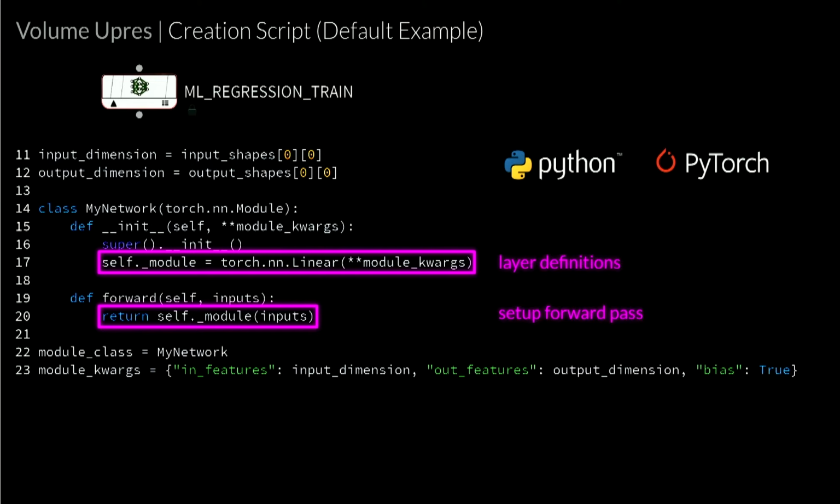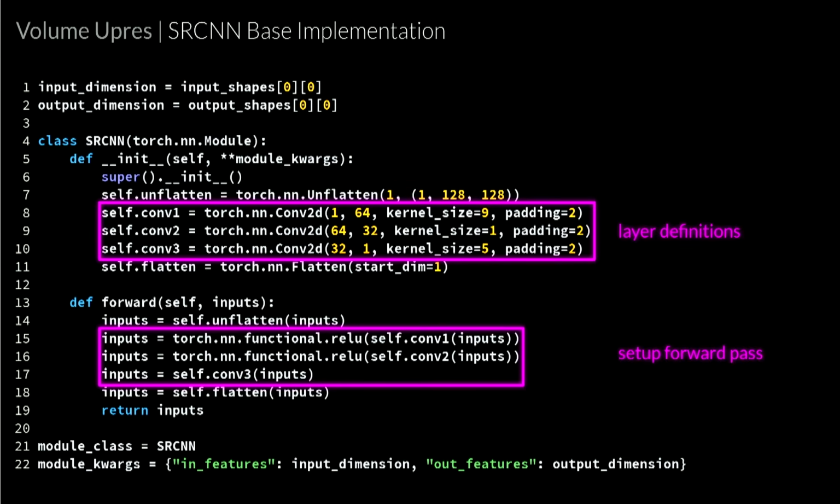In the script, you can set up the layers of your network and define how those connect together in the forward pass. For the SRCNN, the implemented architecture looks like this. We set up our 3 convolutional layers the way it was described in the paper and connect them together with activation functions. It's not too important what actually goes on here for now. I just want to point out how small the actual coding part can be.